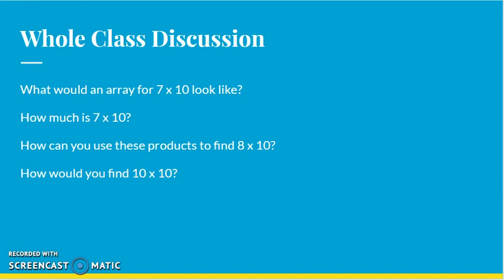What about 10 times 10? Could we use that same method? So if we already know that 8 times 10 equals 80, 9 times 10 has to equal 90, 10 times 10 would equal 100.